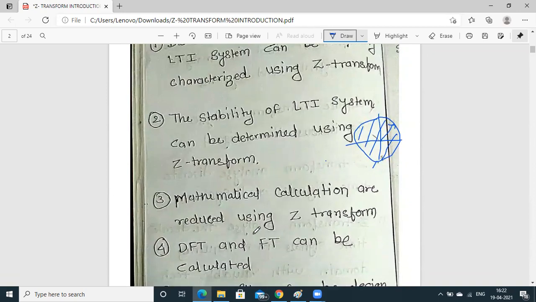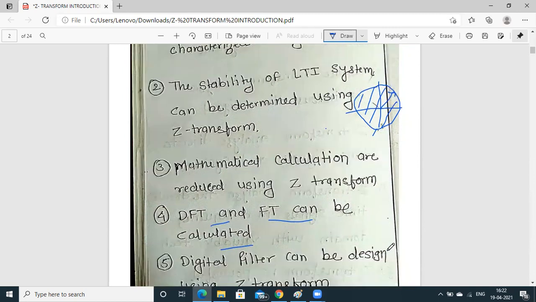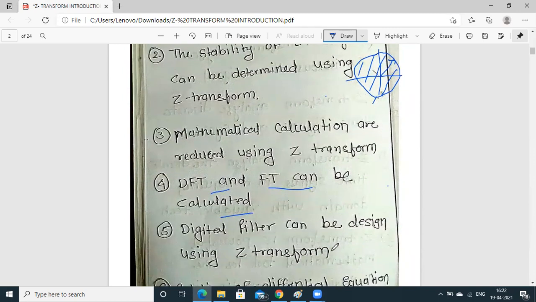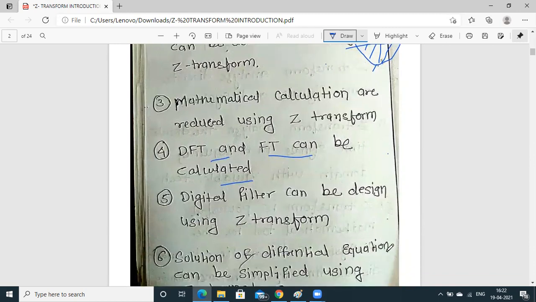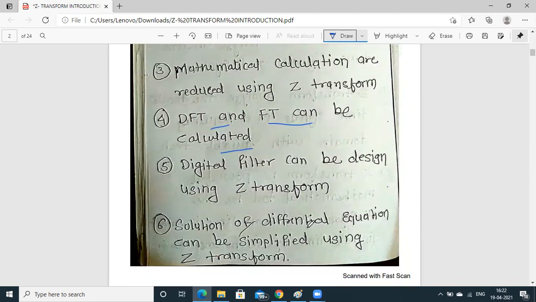Mathematical calculations are reduced by using the Z transform. Discrete Fourier transform and Fourier transform can be calculated by using the Z transform. We can also design digital filters by using Z transform. We can also get the solution of difference equations by using Z transform.